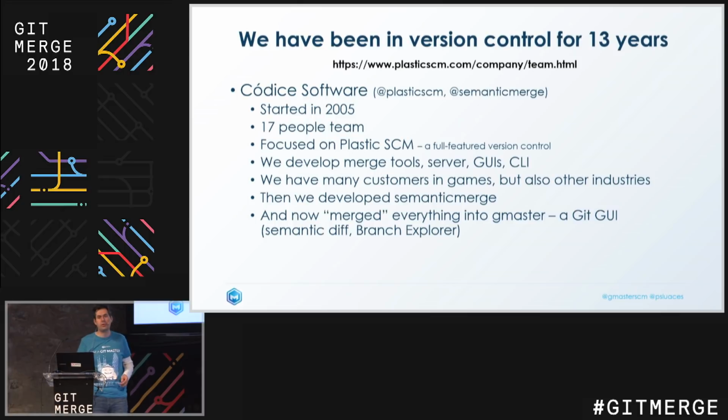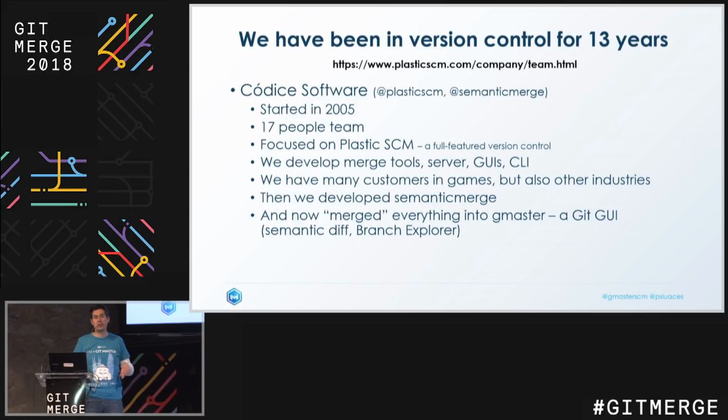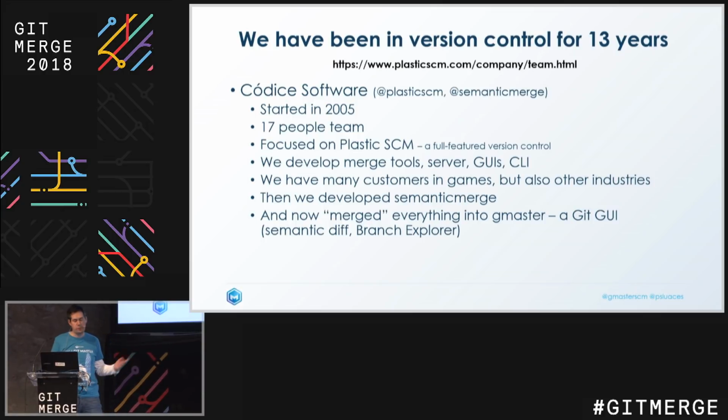As we said before, we've been in business for 13 years already, doing version control. We are a small team of 17 people, based here in Spain, although we have customers all around the world. Our main thing is Plastic SCM. We develop a version control that's not based on Git. It's a completely different stack.